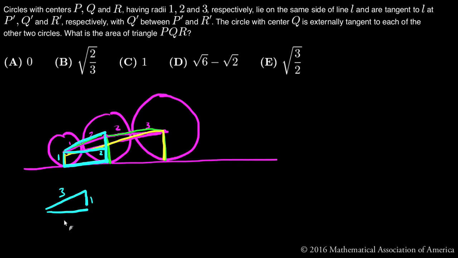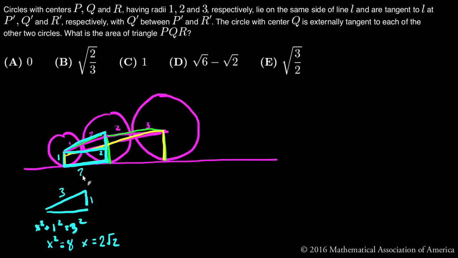Using the Pythagorean theorem, this squared plus this squared equals that squared. I'll call it x. x squared plus 1 squared equals 3 squared. Squaring them all, I get x squared plus 1 equals 9. Subtract 1, x squared equals 8, and so x equals 2 root 2.